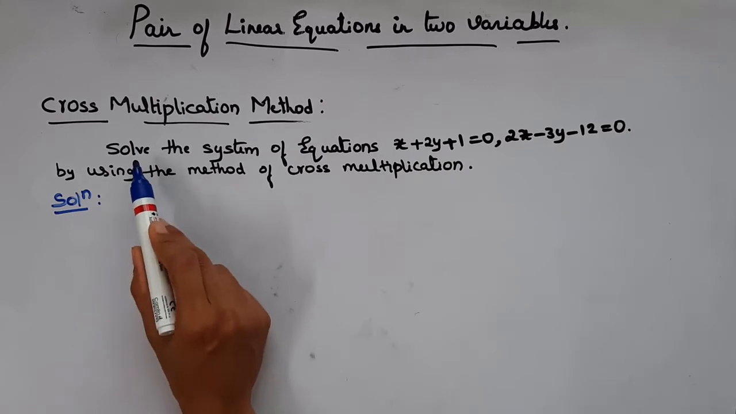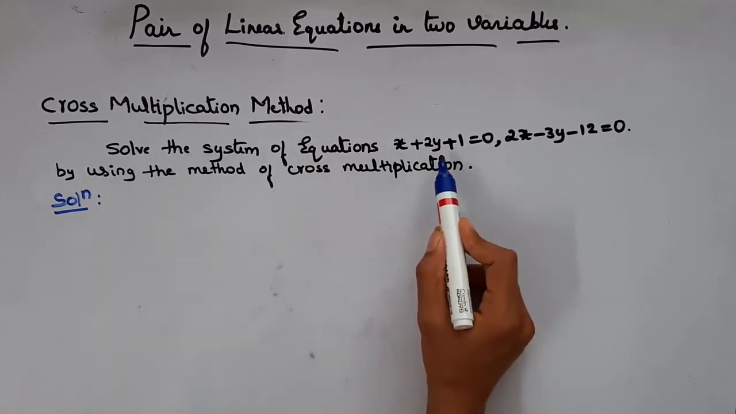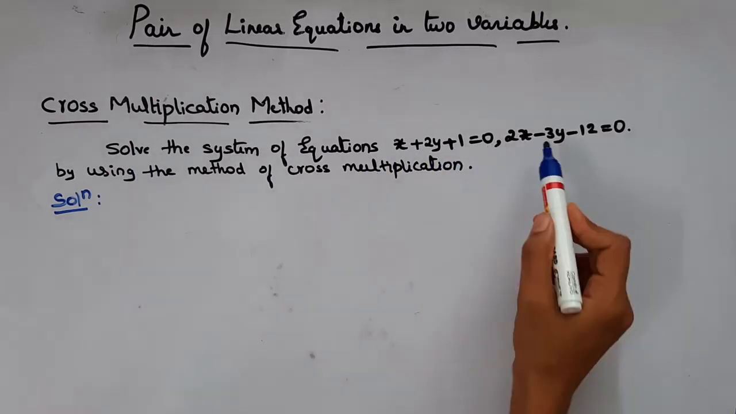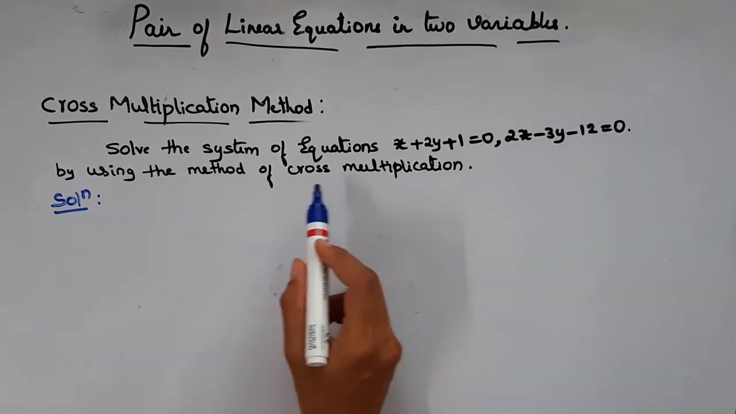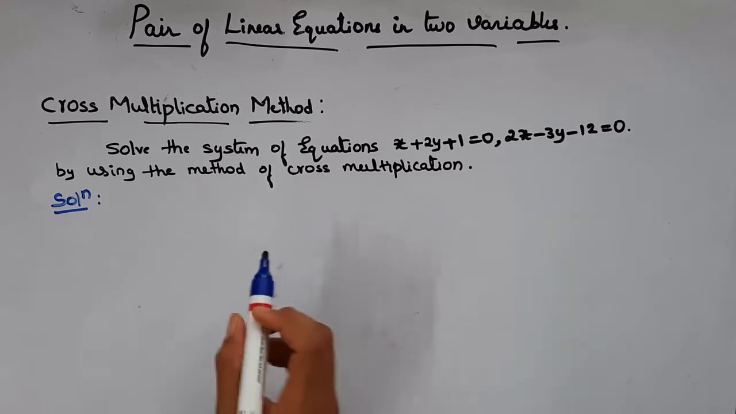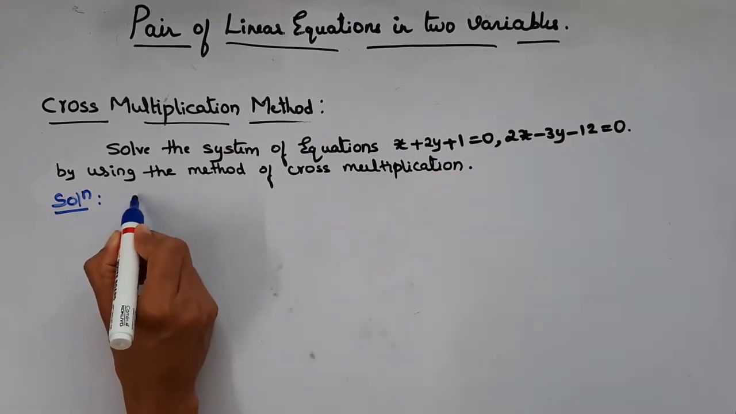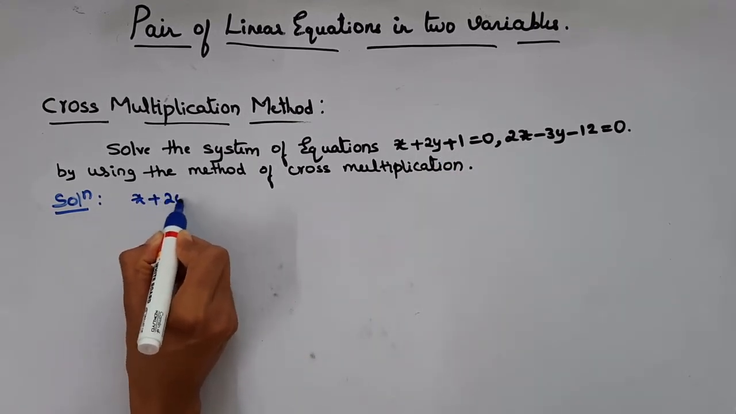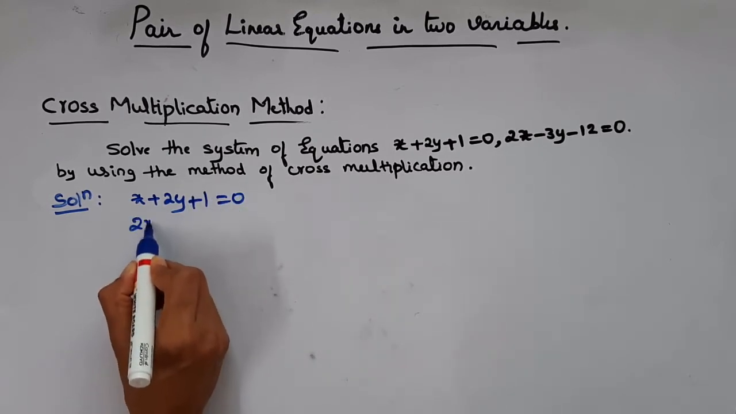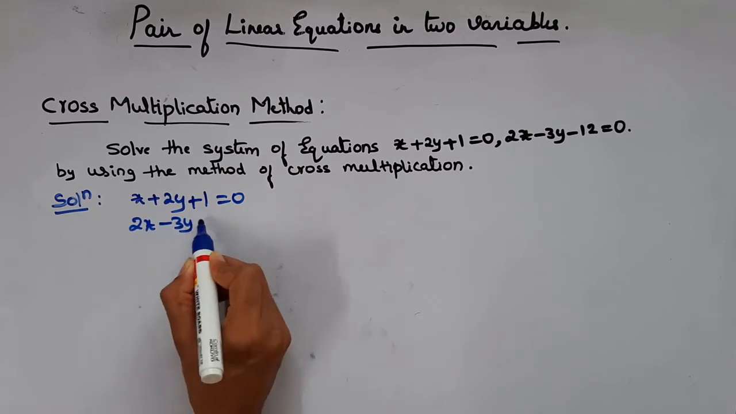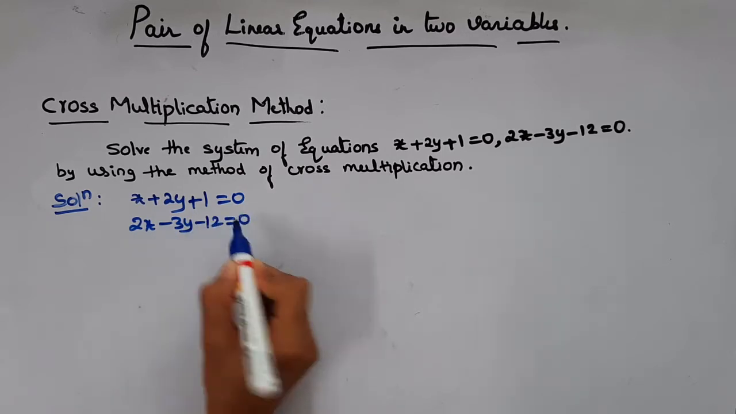Now let's see this. Solve the system of equations x plus 2y plus 1 equal to 0, 2x minus 3y minus 12 equal to 0 by using the method of cross multiplication. First, let's write these two equations. We have x plus 2y plus 1 equal to 0 and 2x minus 3y minus 12 equal to 0, right?